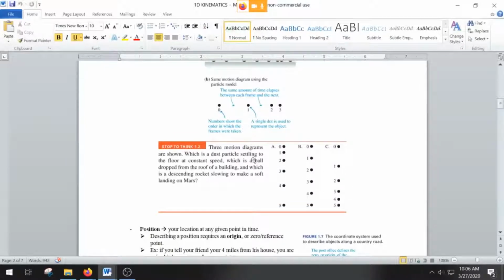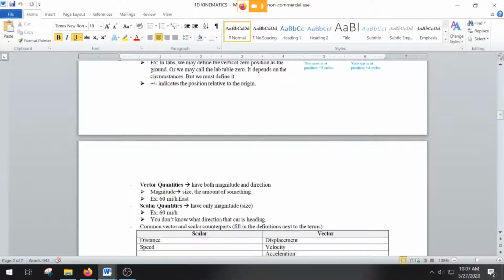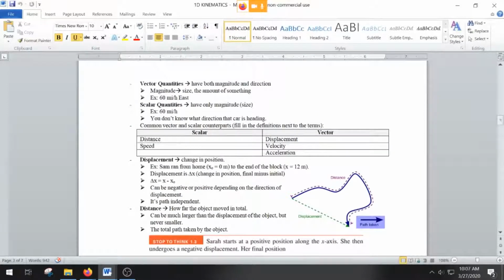All right. So again, these motion diagrams, these particle diagrams, are very easy to read. They're fairly straightforward. You don't really need to know much physics in order to be able to read what's happening there. Keep in mind, right? You got two types of quantities.